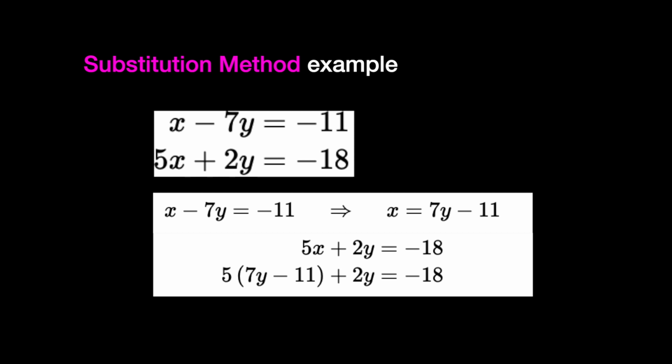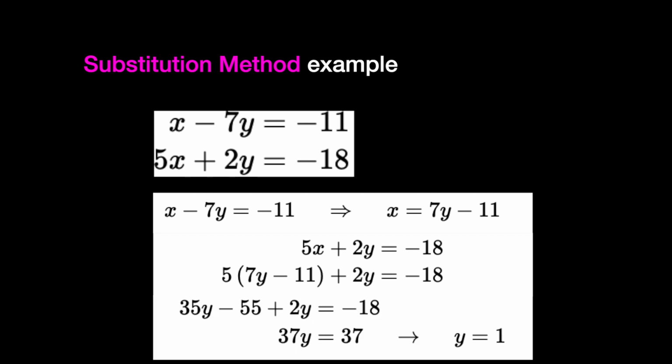Now if we distribute the 5, we get 35y minus 55 plus 2y is equal to negative 18. Now we've got a one variable equation, and we can solve to get y. So we get 37y is equal to 37, y is equal to 1. Finally, plug y is equal to 1 into one of the equations, and x is equal to negative 4.